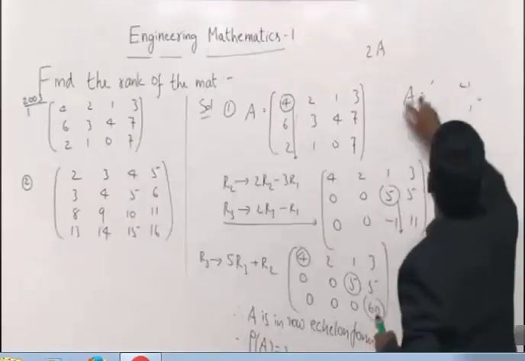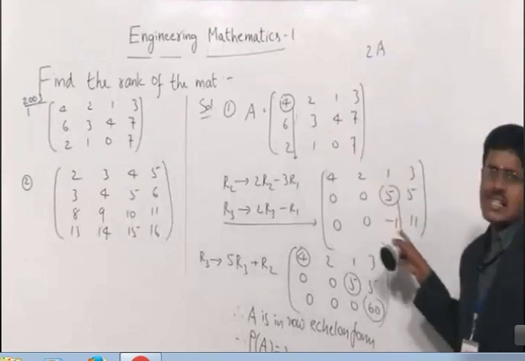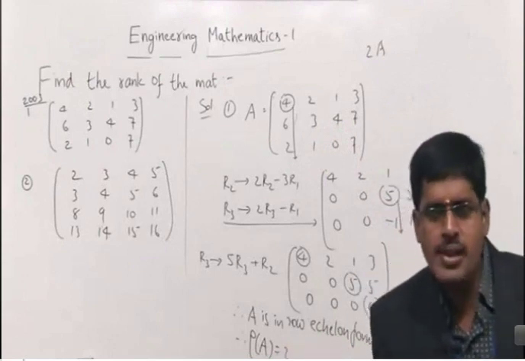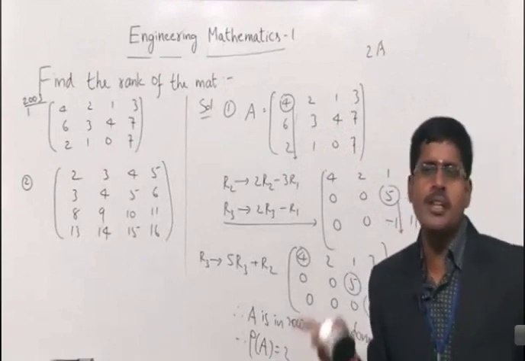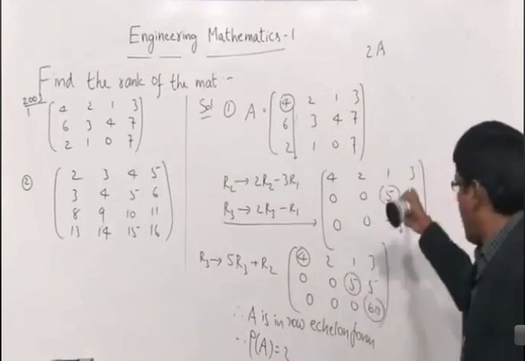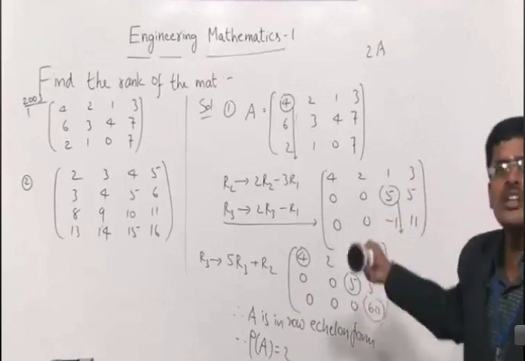So, for understanding purposes only, I denoted some elements by circles. Each circle indicates the first non-zero element in the row. That is, the first non-zero element in a row is denoted by a circle. And the arrow indicates that the elements below those circles are made zeros using row operations.